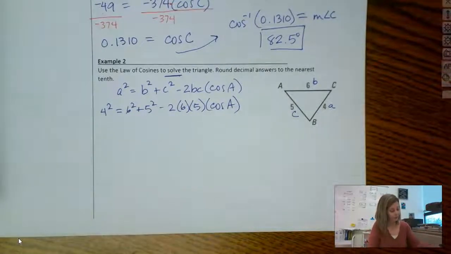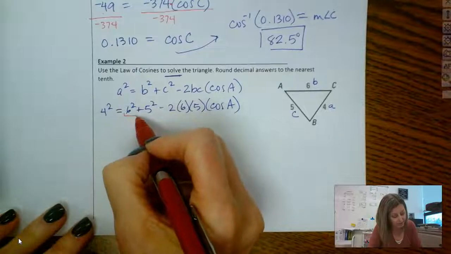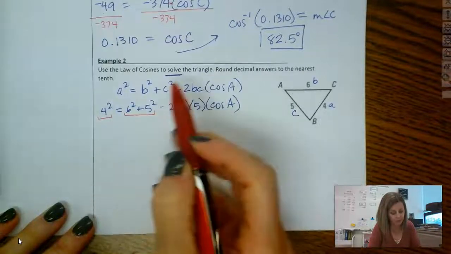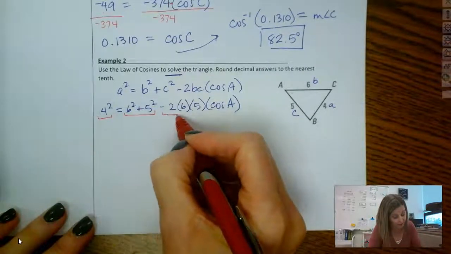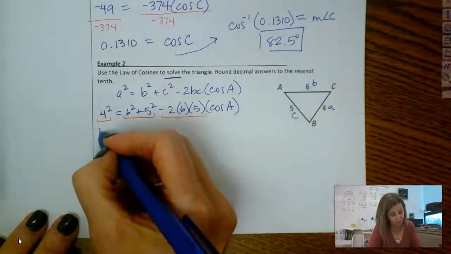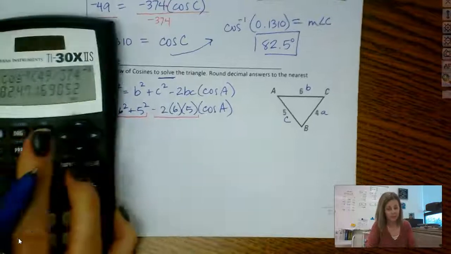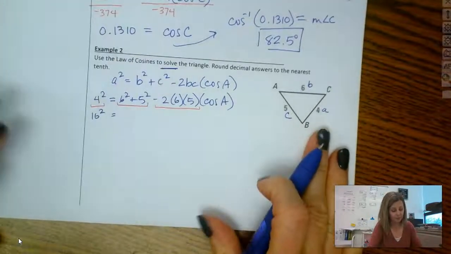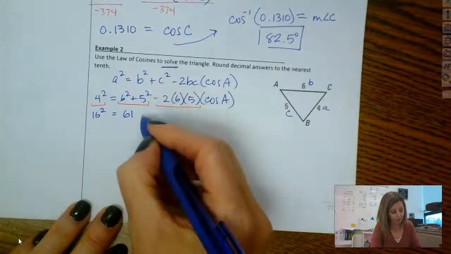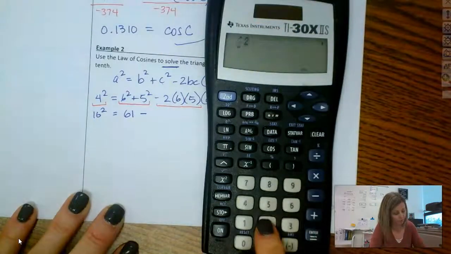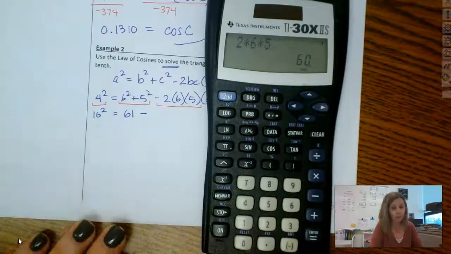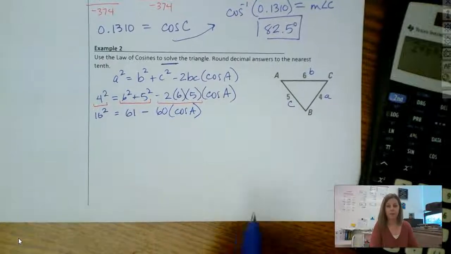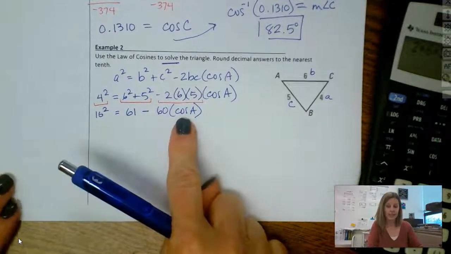Okay, so now I'm going to square some things. I'm also going to do a couple things at once. I'm going to square these and add together at the same time, and then consolidate that number. So 4 squared is 16. Then 6 squared plus 5 squared is 61, so I can skip a step there. And then I have to do 2 times 6 times 5, which is 60, times cosine of A.